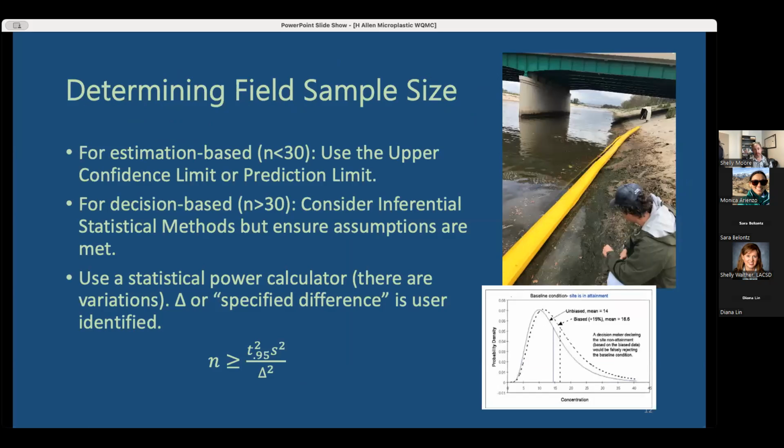Here are some rules of thumb that are given for number of samples. So for an estimation study, you can get away with less than 30. Like, here's what I think the mean is going to be, or what I think the median would be for this population in this particular study environment. And then for decision-based, if you're trying to do a t-test, especially, or an ANOVA, you need a lot of samples. So USGS is recommending more than 30 samples be used for anything like that.